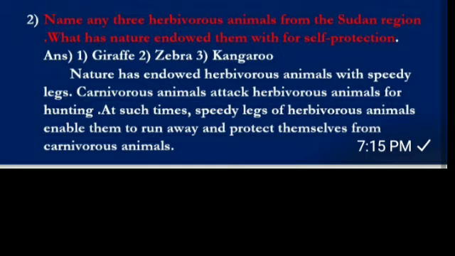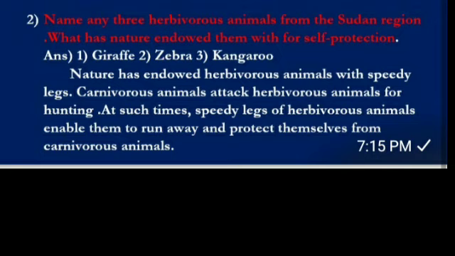So first, what are the three herbivorous animals, which eat herbs and grass? They are giraffe, zebra and kangaroo. These are the herbivorous animals. Now next, nature has endowed herbivorous animals with speedy legs. Carnivorous animals attack herbivorous animals for hunting. Speedy legs means their speed is very fast. So nature has given them that.